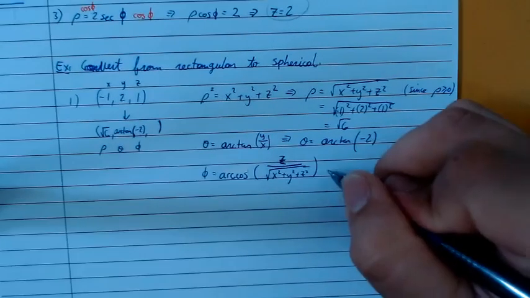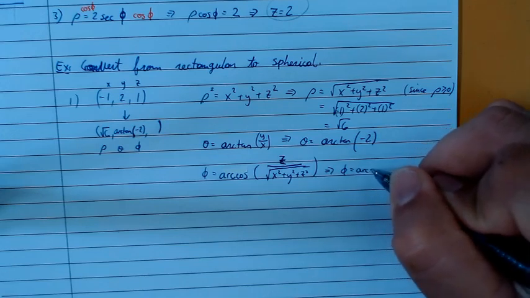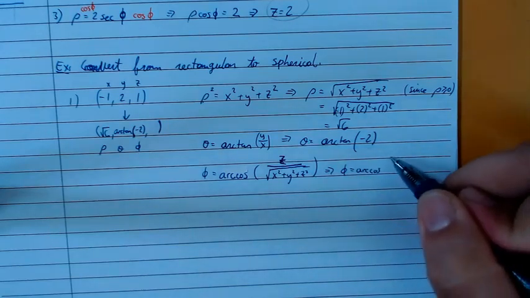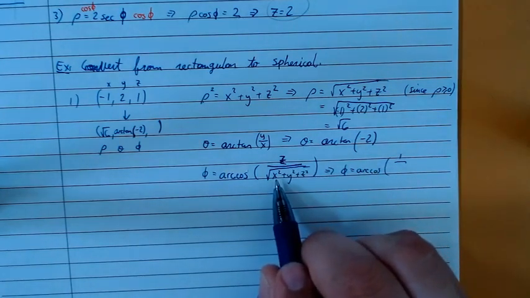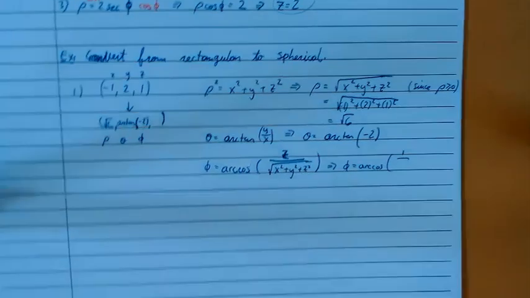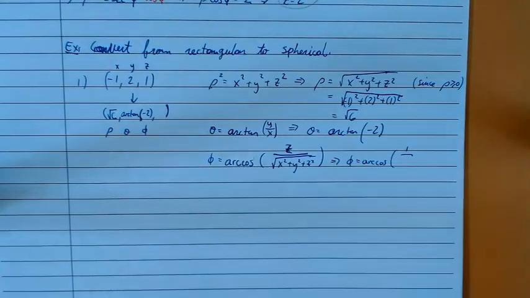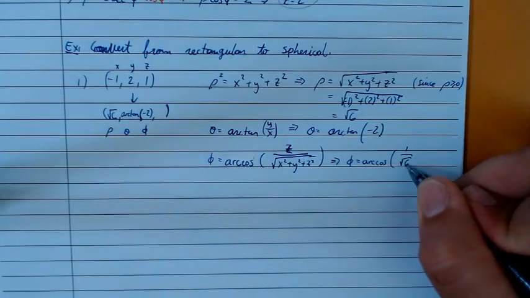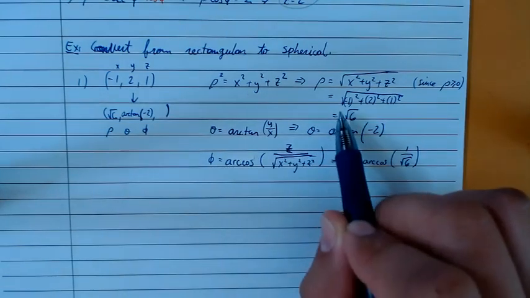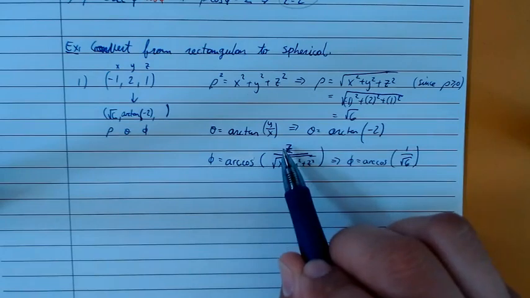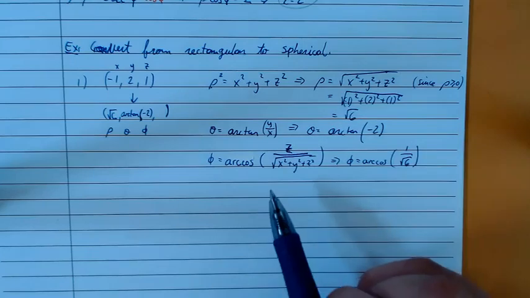So that one would be that phi is the arc cosine of, let's see here, a 1 on top, and then down here, the square root of this number that we had over here, which was the square root of 6. So it's actually not terribly difficult to remember. It's really just arc cosine of z over rho, where rho is this number that we computed before.